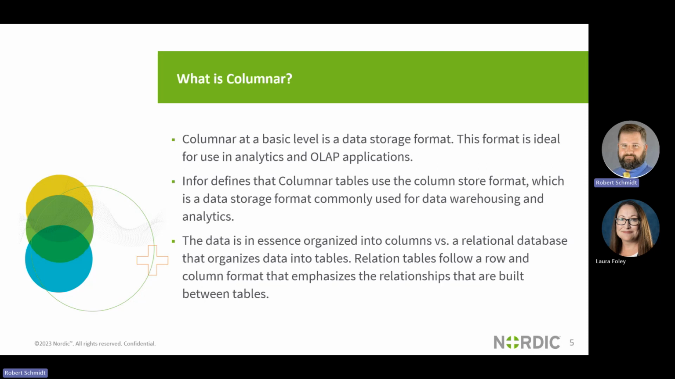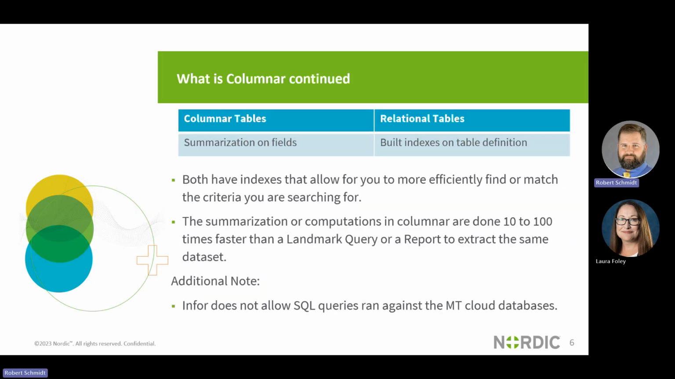Whereas on the columnar, we're going to define what the indexes and dimensions look like, and for us to be able to utilize that data. Columnar tables have, in essence, summarizations on the fields themselves versus the indexes. In order to index the data, the relational tables have the indexes that are built on the table definitions themselves. So they both have indexes, and they both allow for us to do searching on specific criteria.